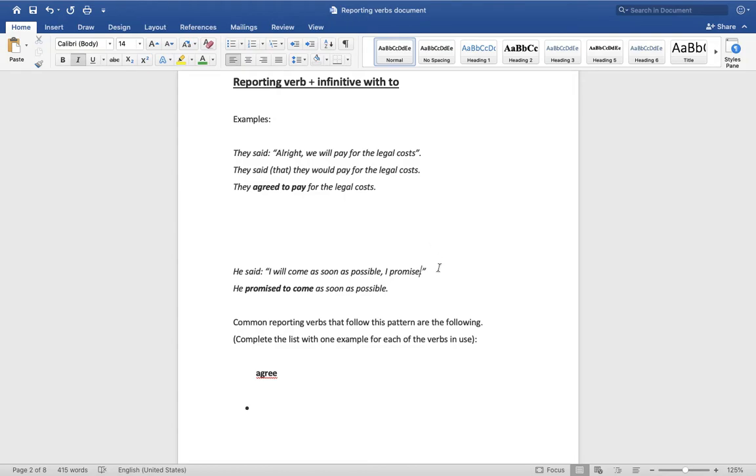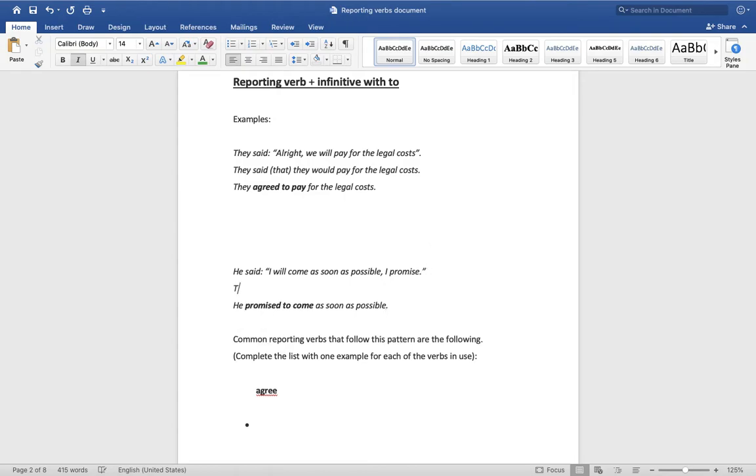So what is the step in the middle? The one we skipped, the one you already know how to do. He said, remember that is optional, sorry. He would come as soon as possible, right? But that is longer, as you can see. He said that he would come could be reduced to he promised to come. Él dijo que vendría tan pronto como le fuera posible. Se puede reducir a él prometió venir tan pronto como le fuera posible.